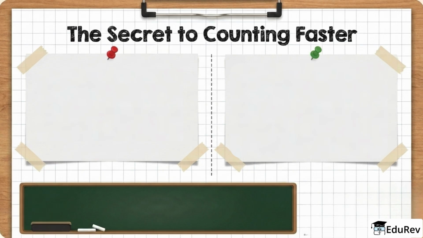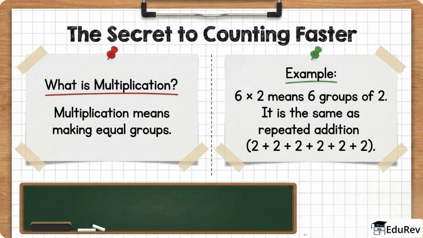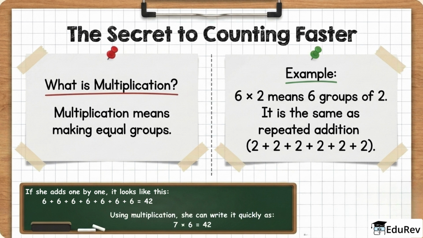Let's start by reviewing what multiplication actually is. Simply put, multiplication means making equal groups. For example, 6 times 2 just means 6 groups of 2. It is essentially a shortcut for repeated addition. If Daljit needs to add 6 together 7 times, it takes a while to write out and calculate to get 42. Using multiplication, she can just write 7 times 6 equals 42 to get the exact same result much faster.